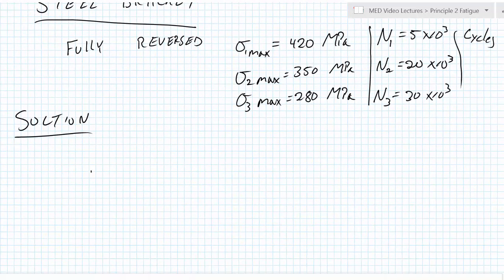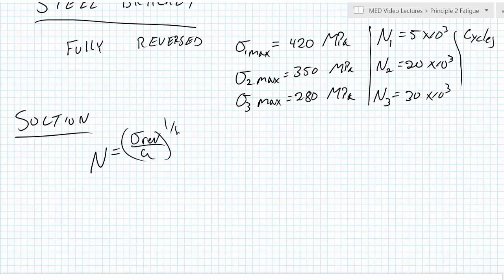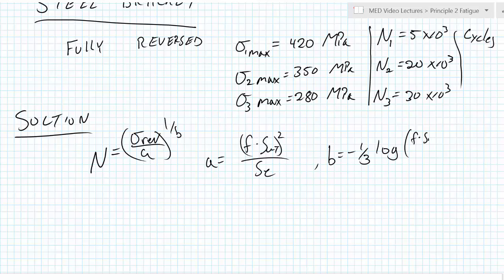is going to be to look at the number of cycles we believe it would last at that level of loading. So that's the fully reversed stress over A raised to the 1 over B, where A and B are evaluated the same way we've done before. A equals the F ratio times the ultimate strength squared divided by the endurance strength, and B equals negative 1/3 times the log of the F ratio times the ultimate strength divided by the endurance strength.